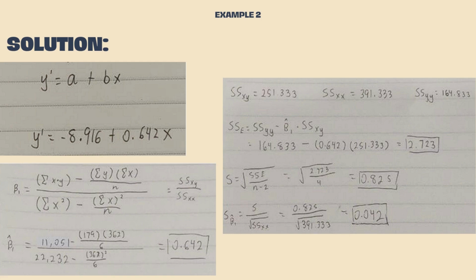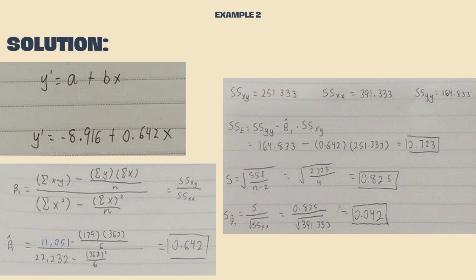So plugging in the values, we have 11,051 minus 179 times 362 all over 6 all over 22,232 minus 362 squared all over 6, and that is equal to 0.642.